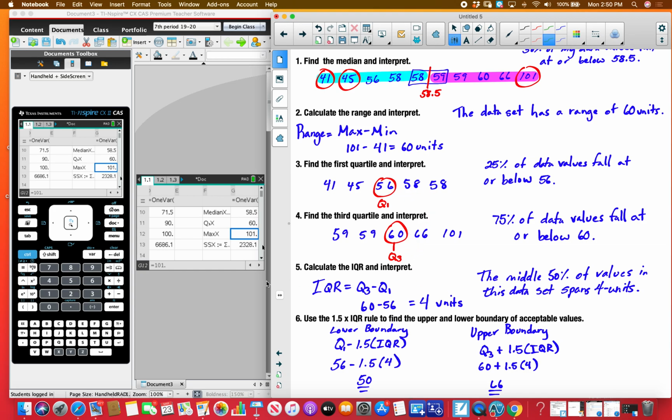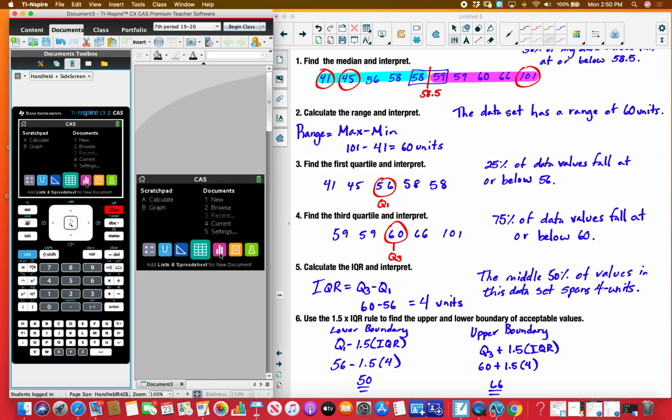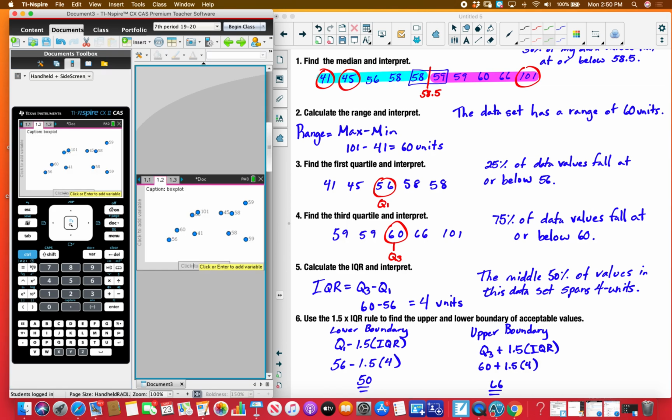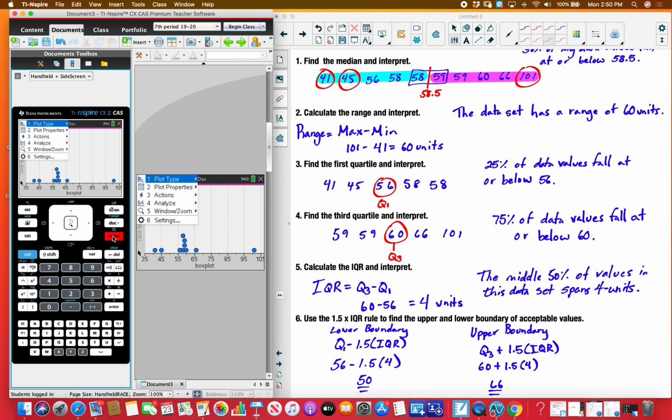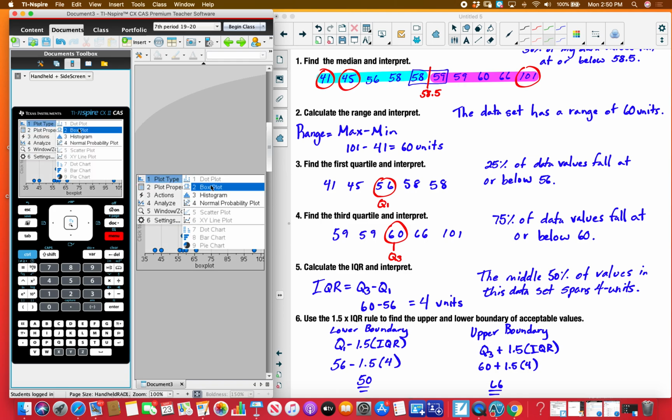Okay, now I can also make a box plot with the TI calculators, the graphing ones. On the Inspire, I go to the data and statistics icon. I click my x-axis. I want to make a box plot on this data set. Now it's a dot plot currently. I want to change it to a box plot, so I'm going to go to Menu, Plot Type, Box Plot.